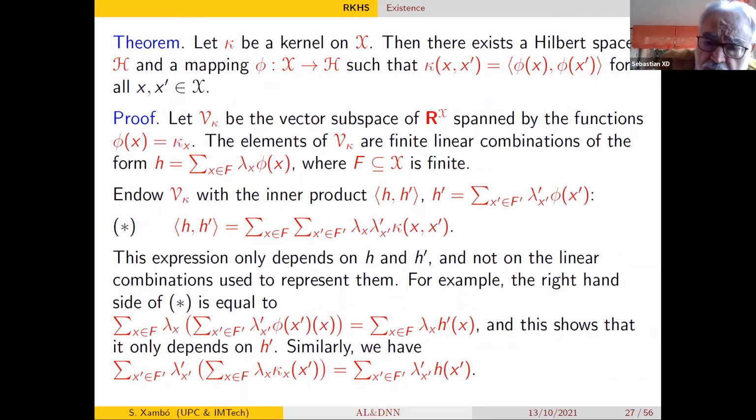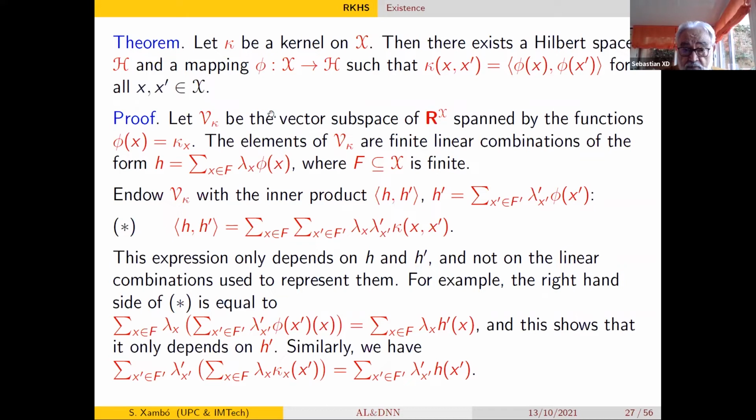Now, let's just sketch the existence theorem of the reproducing kernel Hilbert space. So let kappa be a kernel on X. Then there exists a Hilbert space curly H, and a mapping phi from curly X to curly H, such that kappa of x, x prime is the inner product of phi of x and phi of x prime for all x and x prime in curly X. Okay. Well, the proof is hinted by what I said in the last slide.